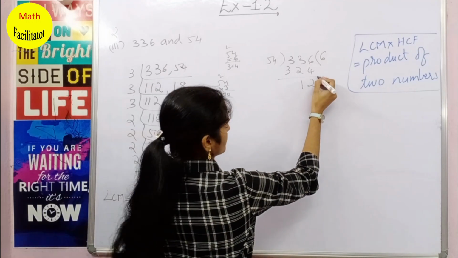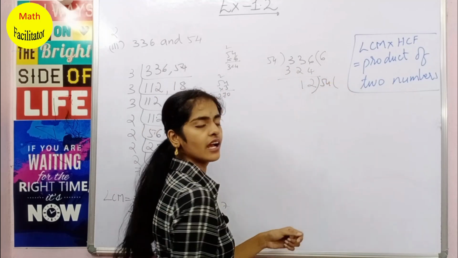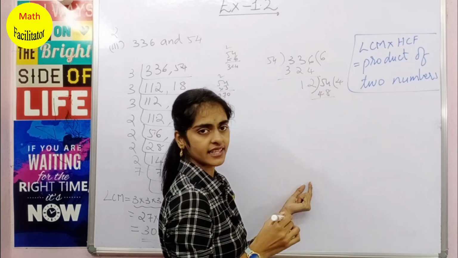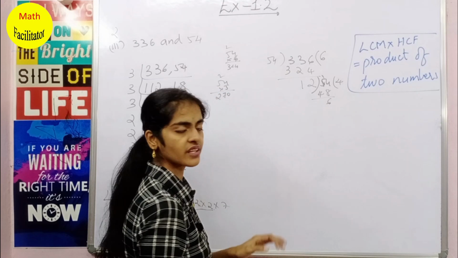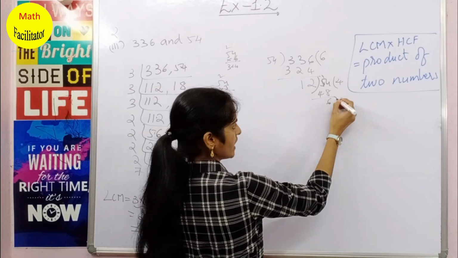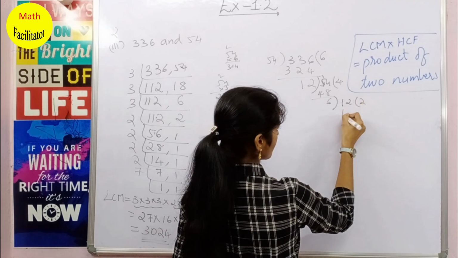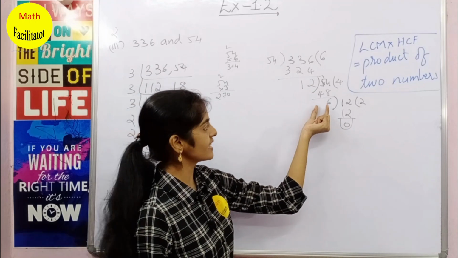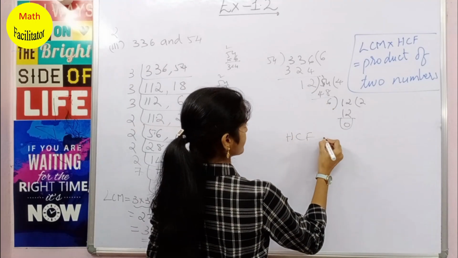Okay, so 12 is lesser than 54, so you will take 54 here now. Okay, so 12 4s are 48. Clear? So now the remainder is what? Remainder is 6. Clear? Now 6 is less than 12. So bring 12 here. Okay. So 2 6s are 12. Now remainder is 0. When the remainder is 0, this final divisor is your HCF, right? So HCF is nothing but 6.